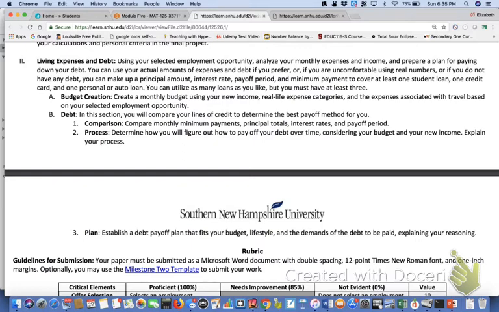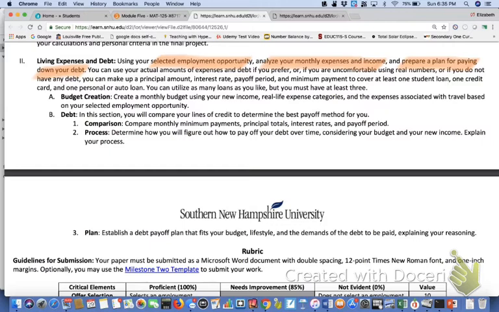It says using your selected employment opportunity. So again, using the job that you chose out of those 3 jobs. Analyze your monthly expenses and income and prepare a plan for paying down your debt. Now, maybe you've gotten there and you're saying, oh, maybe you're one of those lucky people who's not like me and you don't have any debt.